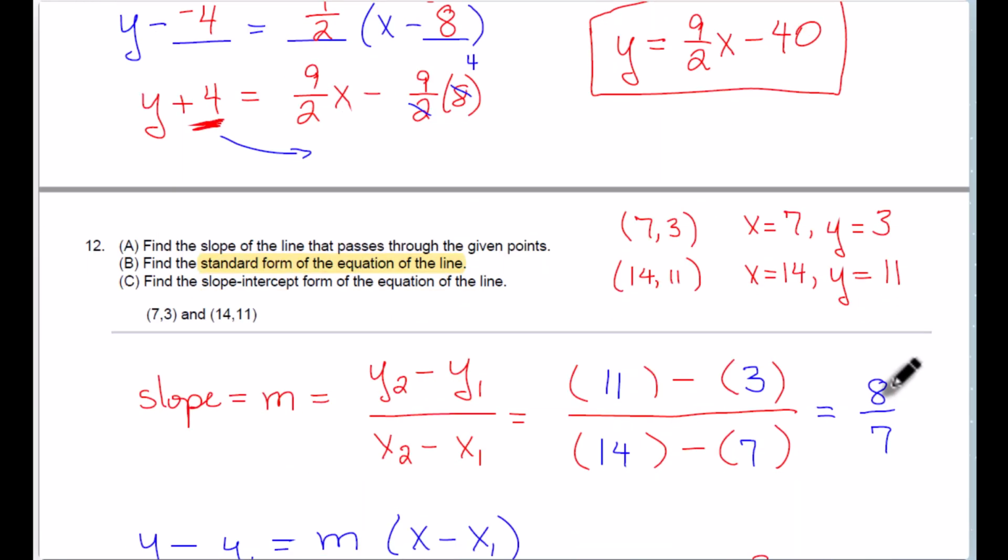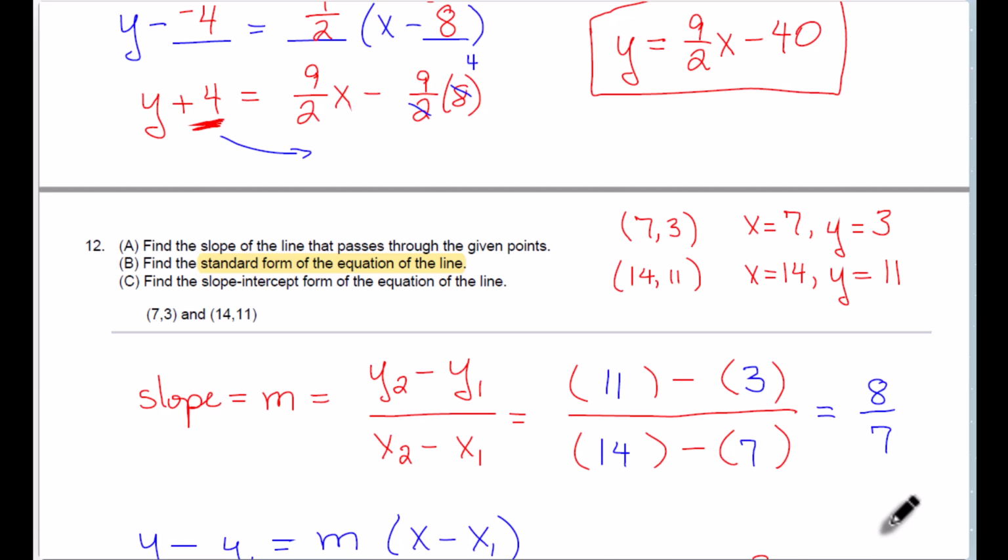All right, in question 12, all they're giving me are 2 points. And they want us to figure out, well, what is the equation of the line that goes through those 2 points? So the first thing I need to do is figure out, well, what is the slope of that line? All right, so I fill in the y parts. I fill in the x parts. And I figure out that the slope of the line is 8/7.